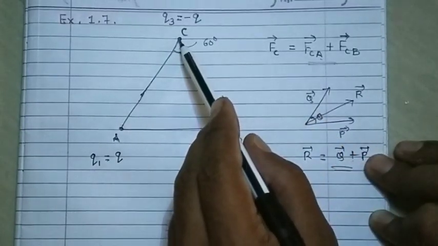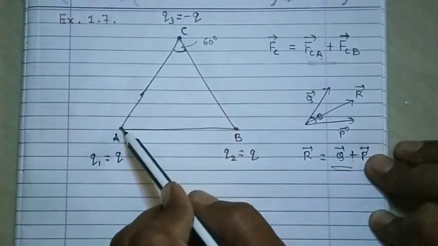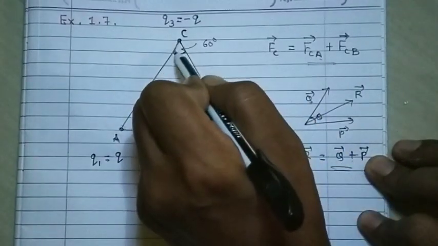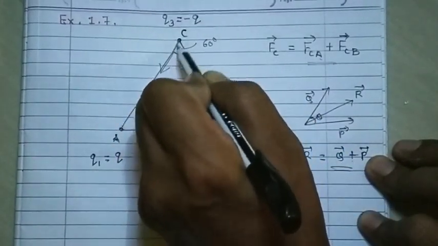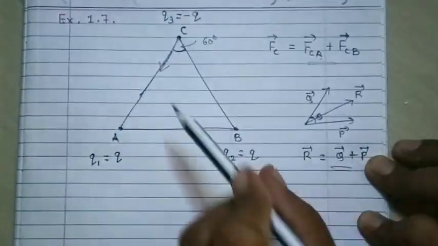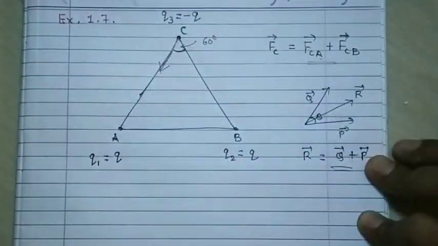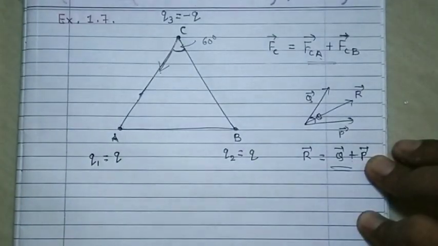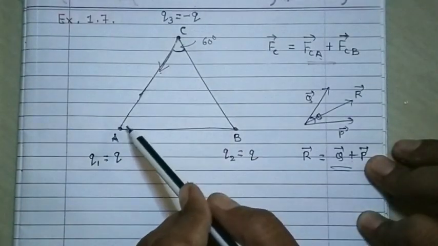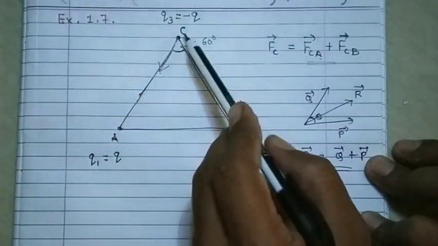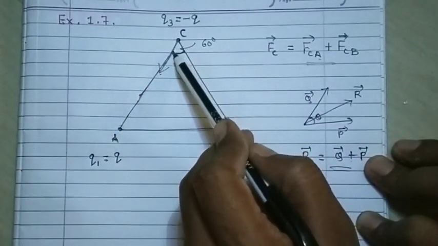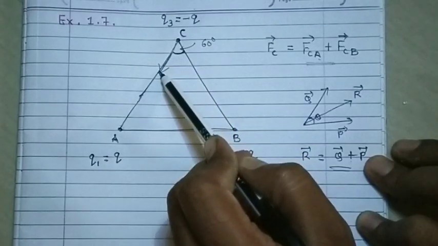The force on this charged particle is due to A, and the direction of this force is towards this. Why is it towards this direction? It is because here the charge is negative and here the charge is positive, so there will be attraction. So this charge will attract the charge at point C. So the force on the charge at point C will be towards this direction.